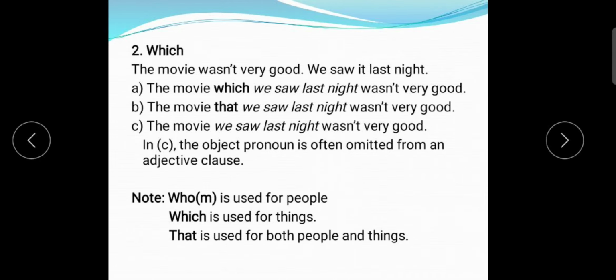In C, the object pronoun is often omitted from an adjective clause. So it is the same as the example before. And who or whom is used for people, which is used for things, that is used for both people and things.